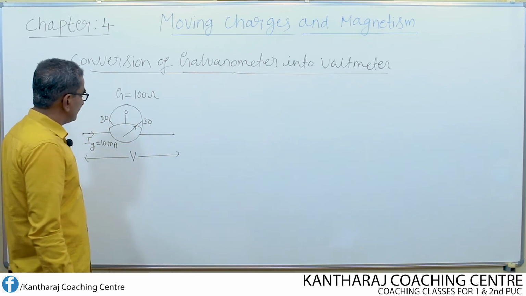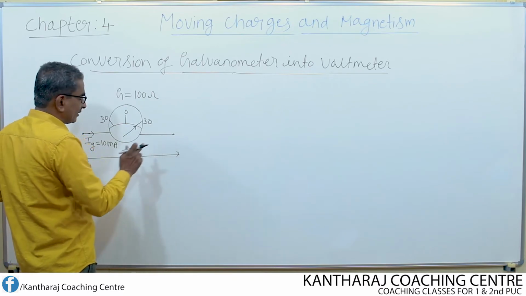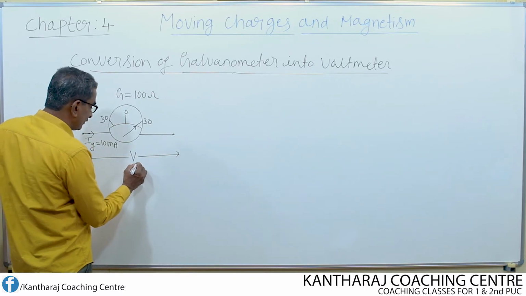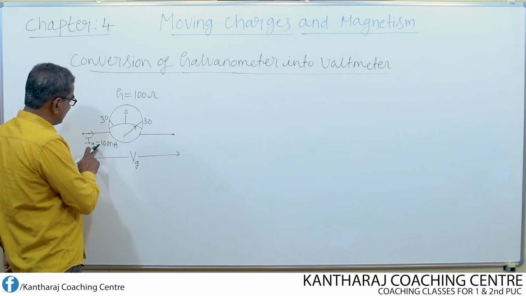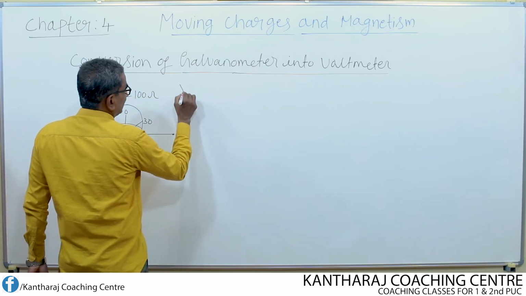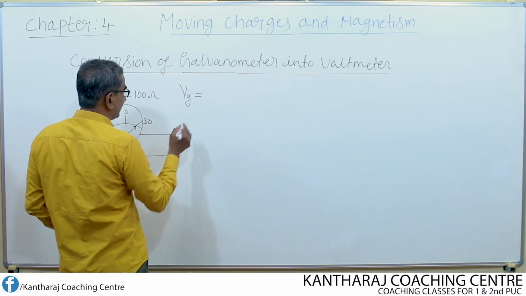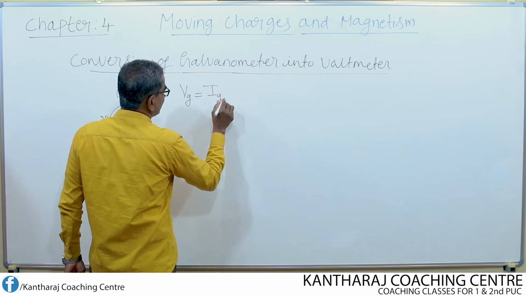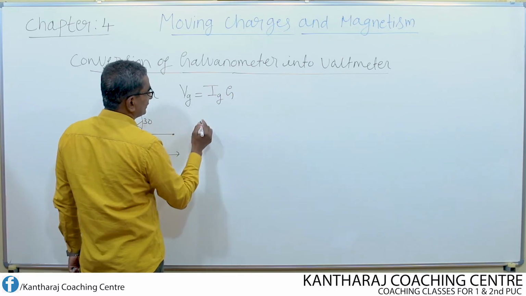Okay. Now, what is the potential difference across this galvanometer? That means Vg, potential difference across the galvanometer. G stands for galvanometer. If I want to calculate that, then according to Ohm's law, V equal to I into R. What is I? Ig. Resistance means G. Current into resistance.